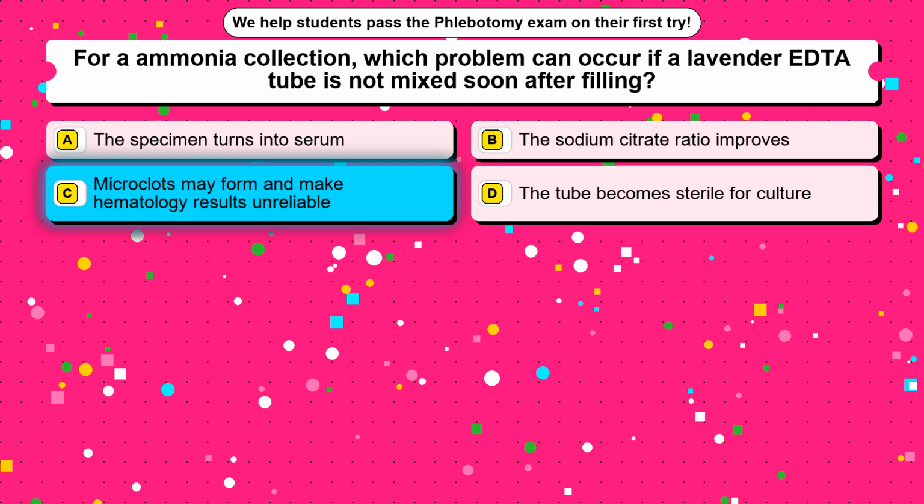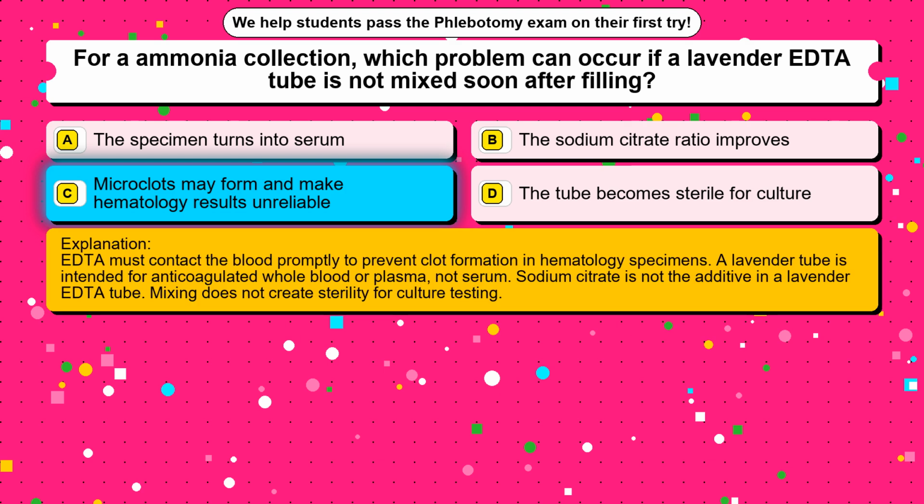The correct answer is option C. Microclots may form and make hematology results unreliable. EDTA must contact the blood promptly to prevent clot formation in hematology specimens. A lavender tube is intended for anticoagulated whole blood or plasma, not serum. Sodium citrate is not the additive in a lavender EDTA tube. Mixing does not create sterility for culture testing.